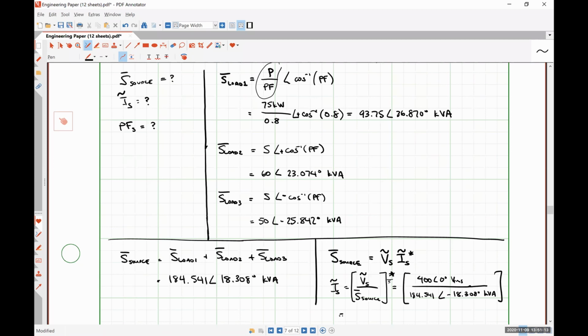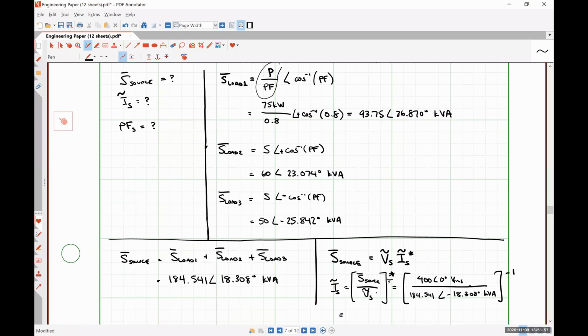And performing this operation, notice that we have a kVA here in the bottom. So if we have volts divided by kilovolt amperes, we're going to get... I have that backwards. I did my algebra incorrectly. So I'm just going to put a -1 power there. This should be S source divided by Vs. Yeah, there we go. So that's going to give us units of kiloamps. I just wanted to be clear about that.